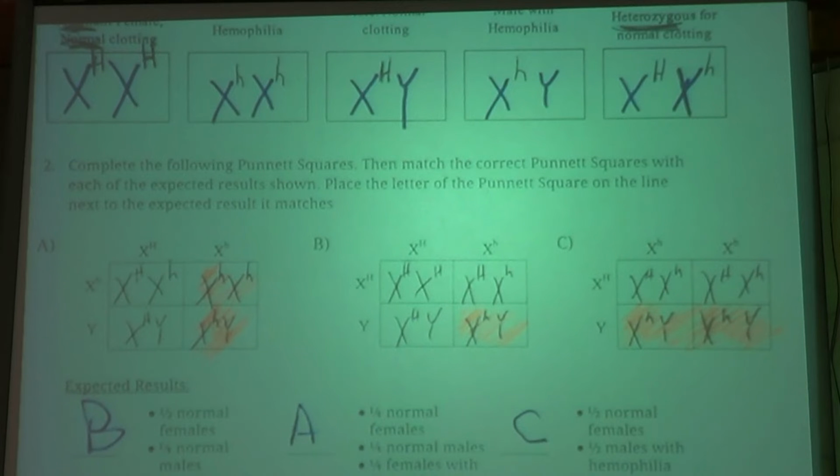The third question, I'm not going to go through or write anything, but the idea is, why can a female with one X little h not have the trait, but a male with one X little h have it? Well, how many X little h's does a female have to have in order to get the trait? Two. And how many does the male have to get? Only one. That's why statistically males are more likely to get it than females are.